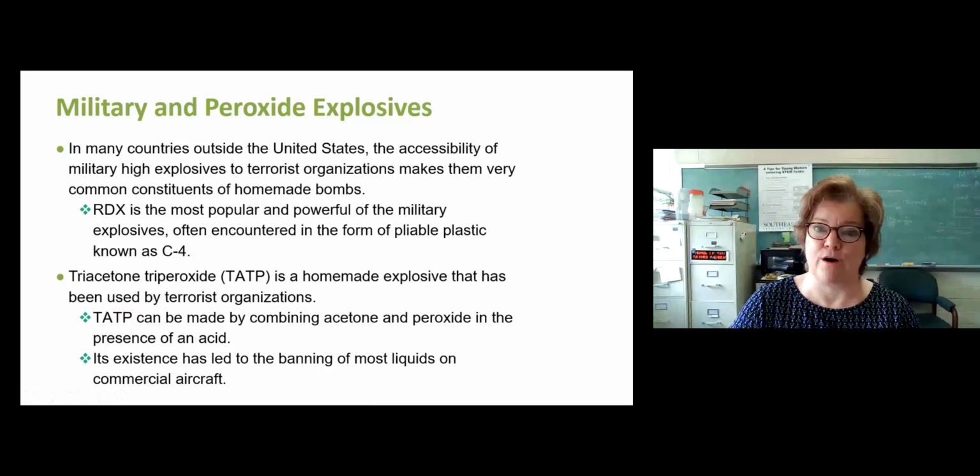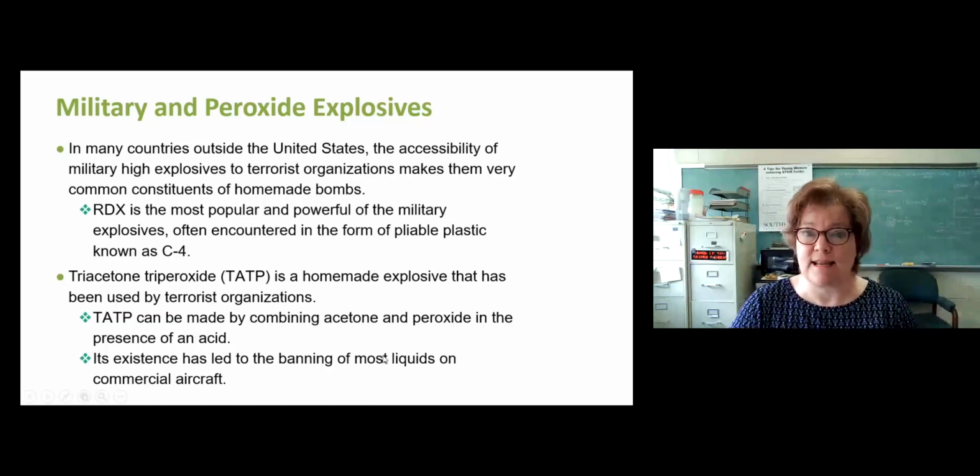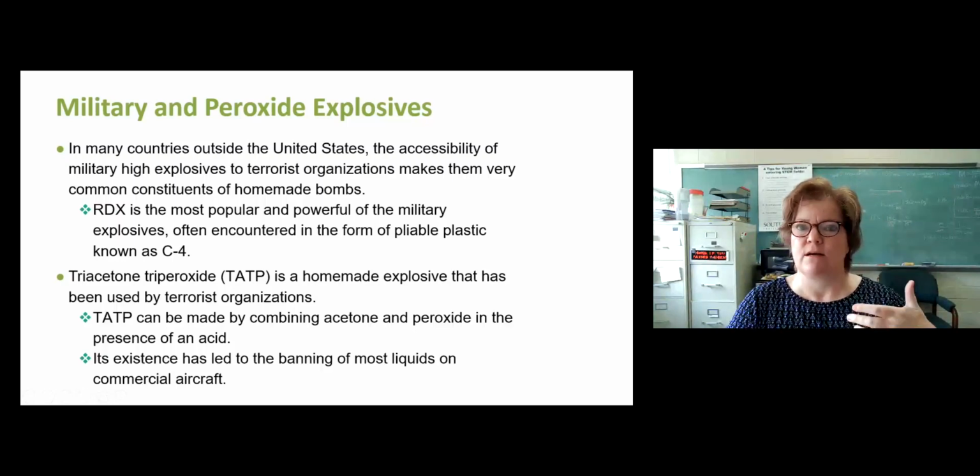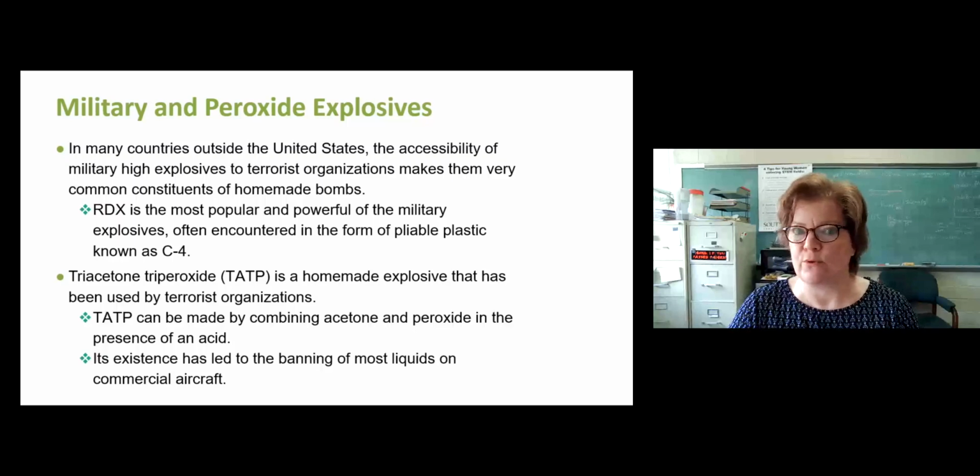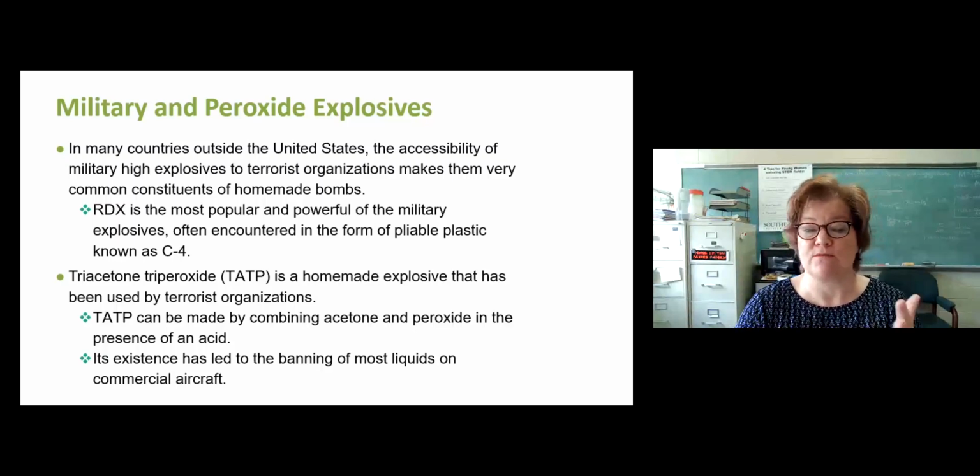Because it is a liquid form, this is the one that has been carried on board airplanes in terrorist attacks, and this is why there's the rule that you can't carry more than 3 ounces of a fluid as a carry-on. This is what they're looking for when they're going through all the security, often looking for liquid explosives like TATP.